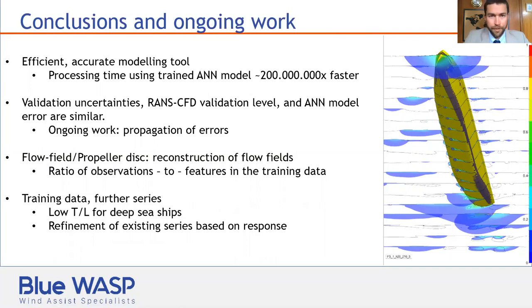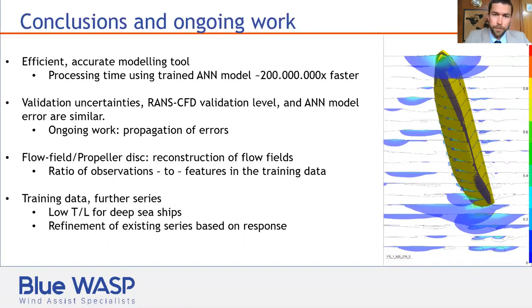If you really work out the comparison in computation time, then the processing time using a trained network is about 200 million times faster than a RANS CFD simulation. And it offers the possibility of the same level of detail and fidelity in the flow field. The validation uncertainties, the RANS CFD validation level, and the model error were similar. This is actually a subject of ongoing work because I reckon there's quite some refinement which is possible in terms of the propagation of uncertainties and errors, also in the larger modeling context.